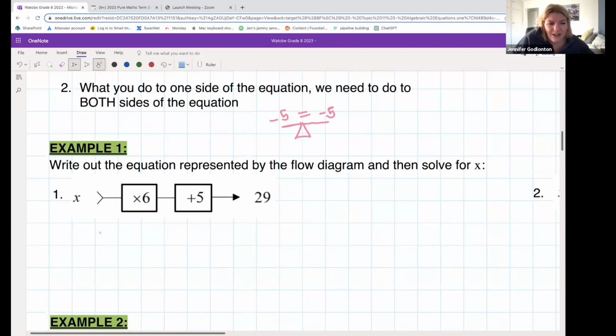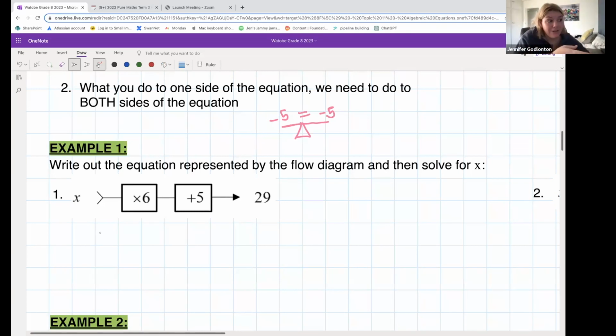Who thinks they can tell me what this equation would look like? Do you think you can put your answers in the chat for me? There are 2 different ways of writing this equation. One way, which is amazing. If someone does that, I'm going to be so excited. And then another way, which is also great, but we'll see.